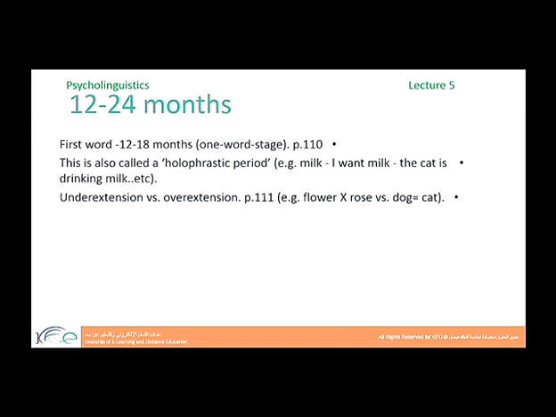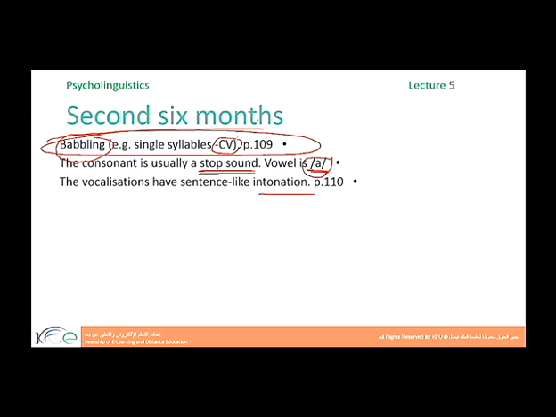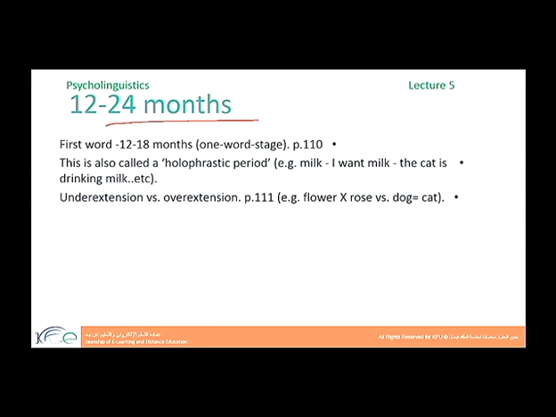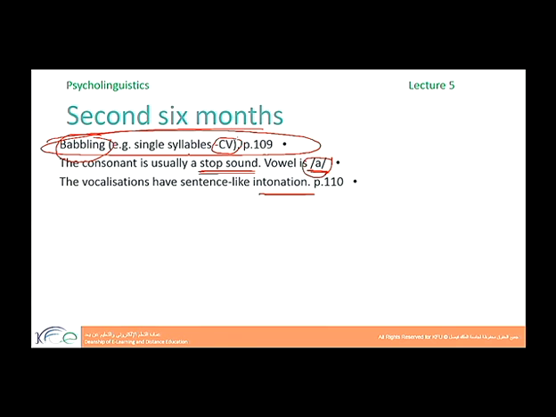Then from 12 to 24 months, we have the first word being produced. And this is, of course, controversial. So here we said that children actually produce words or sounds like baba or mama. How come we say that children produce their first words around 12 months? This is controversial, as I said, but let's think about it. Here, when children say baba or mama or dada or whatever, are they really referring to their mothers and fathers from day one? Or is it that these are the only sounds the child can produce?